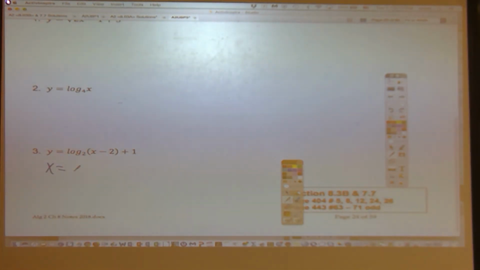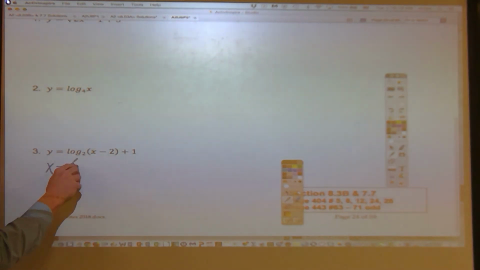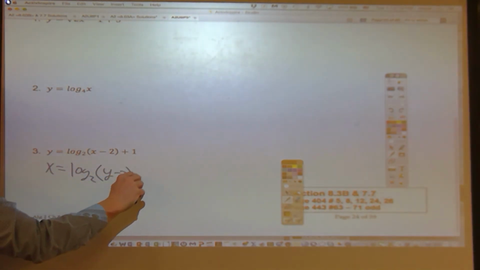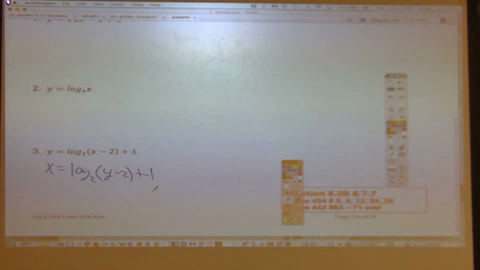So try this one on your own. Replace y with x and x with y. See what happens when you try to solve this equation for y. Go and try it. Try number 3. Let x and y trade places and then solve for y. I'm just going to tour the room and see what we come up with.